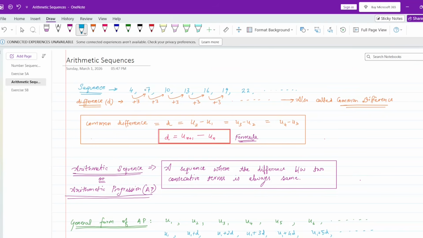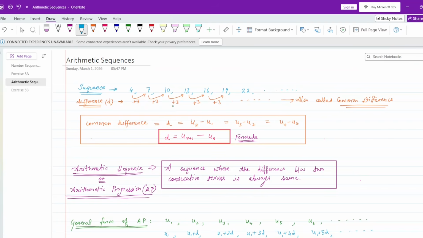If we subtract the second term from the third term, that is 10 minus 7, we get positive 3 again. And so on. If we subtract 10 from 13, that is 13 minus 10, we again get positive 3. 16 minus 13 is positive 3, 19 minus 16 is positive 3, 22 minus 19 is also positive 3, and so on. This sequence goes on.